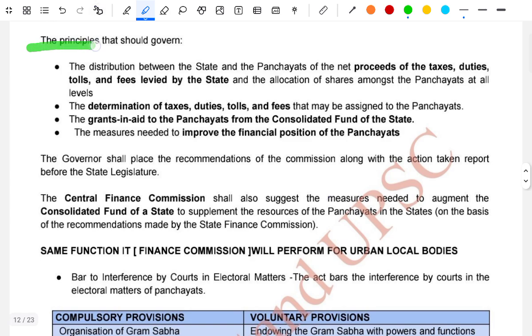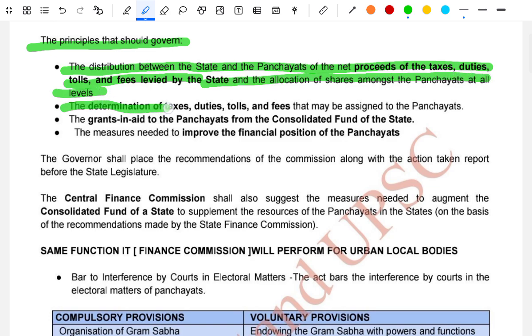The principles that would govern the distribution between the state and the panchayats of the net proceeds of the taxes, duties, tolls, and fees levied by the state; the allocation of the shares among the panchayats at all levels; the determination of the taxes, duties, tolls, and fees assigned to the panchayats; the grants-in-aid to the panchayats from the consolidated fund of the state; and the measures needed to improve the financial position of the panchayats.